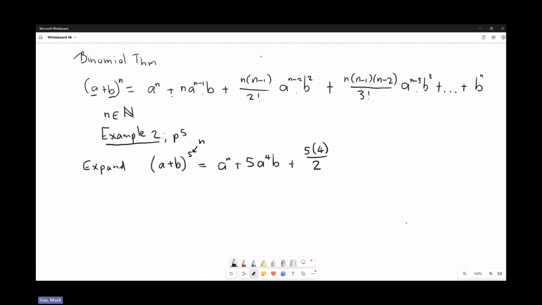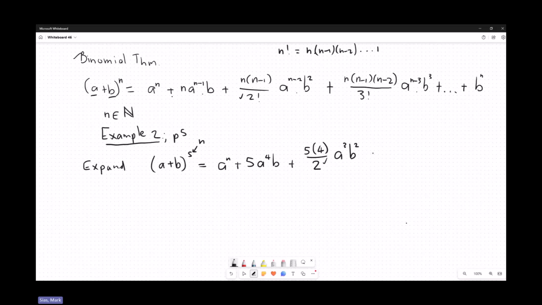You guys would know that if I say n factorial, for example, this would mean n times n minus 1 times n minus 2 and so on down to 1. So that's how you do that. This is basically an arrangement of n objects, and how many ways can you arrange n objects? 2 objects can be arranged in 2 ways. This is what this means. And then it's a to the 5 minus 2, which is 3, and then b squared.